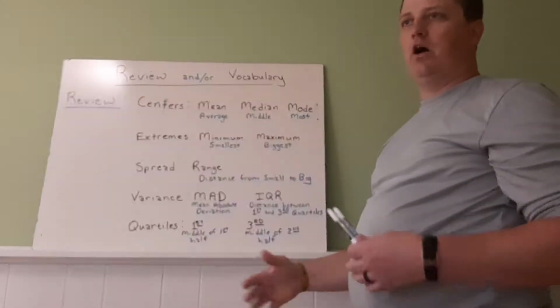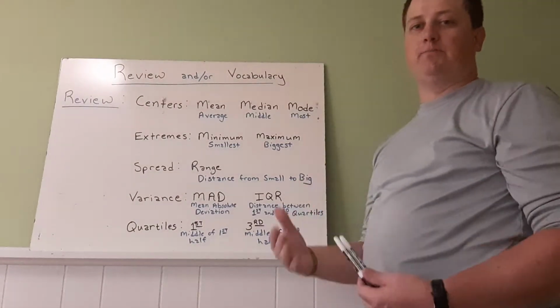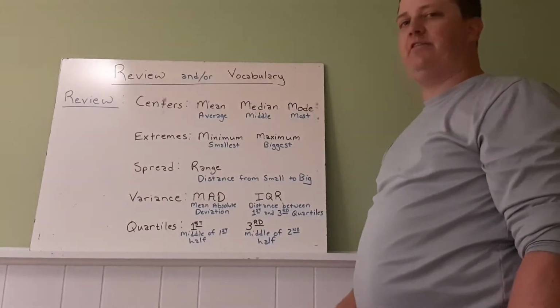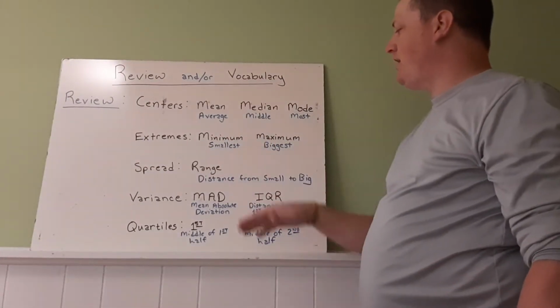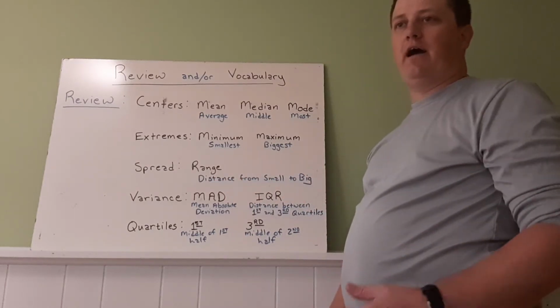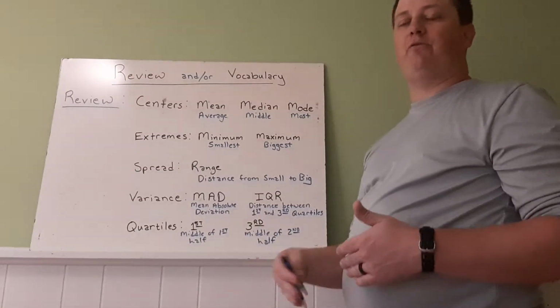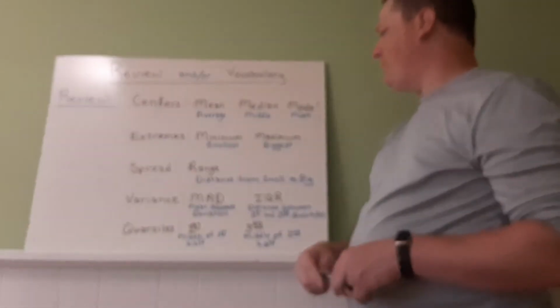We have our extremes. These are our low and high end. Our first one is the minimum, which is our smallest value, and our maximum, which is our biggest value. We also want to talk about the spread of data, how spread out it is. We call that the range, and it is the distance from the small to the big. So if we go from a small of 1 to a big of 5, the difference between them is 4. We just subtract.